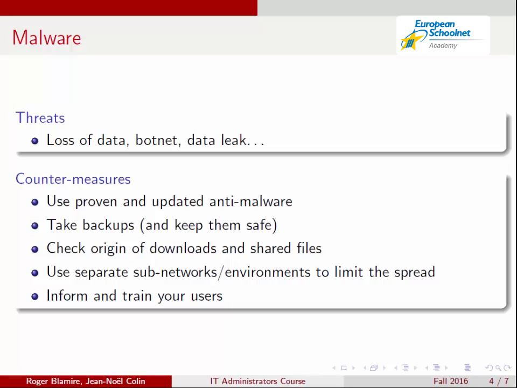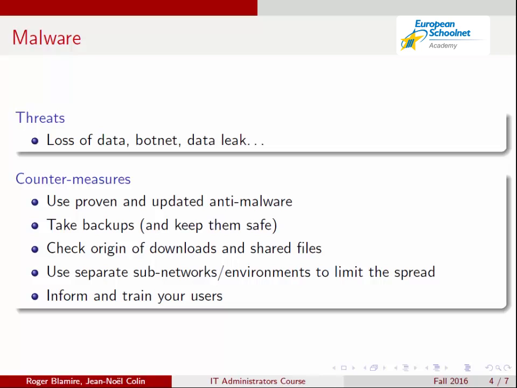So again, a lot of unpleasant consequences. And the countermeasures here are maybe a bit more technical than for the previous attack. It's really about using proven and updated anti-malware. I'm not pleading for using a paid-for anti-malware, so I've nothing against a free anti-malware, but make sure that if you use a free anti-malware, it's a well-known, a proven, a recognized one. And also make sure you update it with the latest patch and malware signature very regularly.